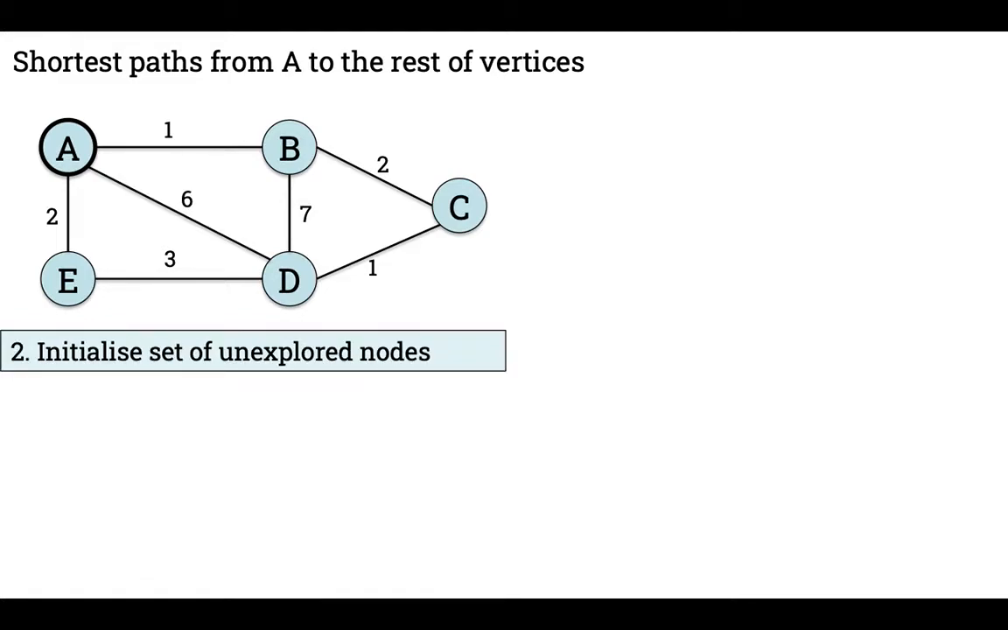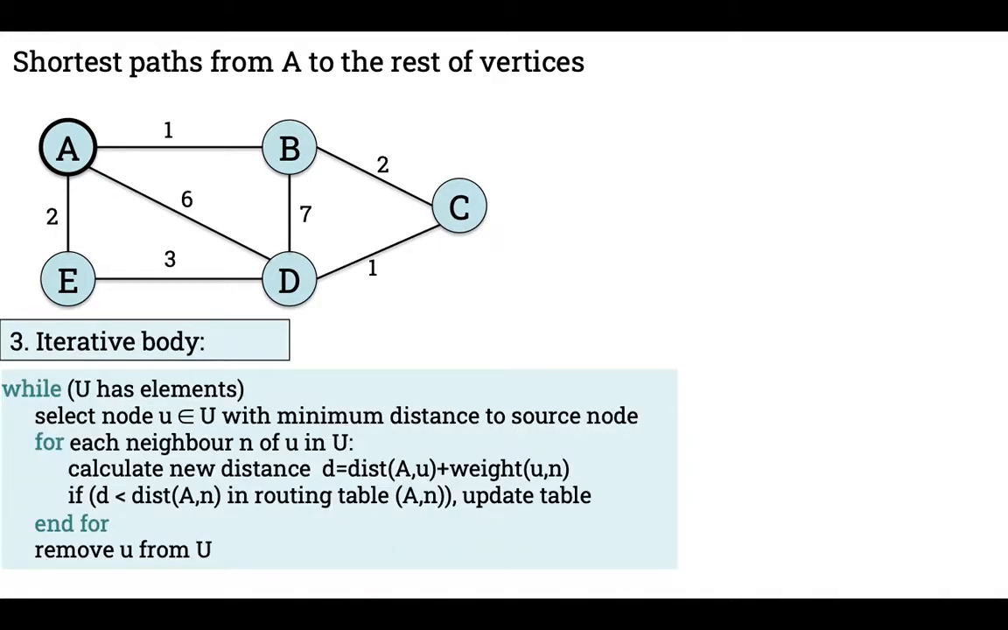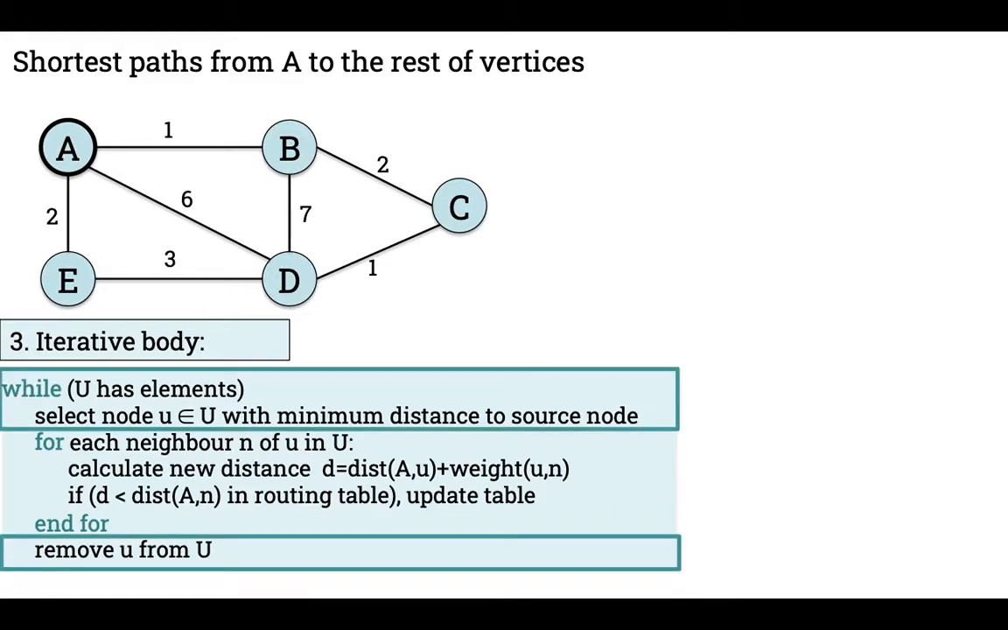The next step consists of initializing the set of unexplored nodes. At this moment, none of the nodes has been explored, so the set U contains all nodes of the graph. And then we execute the third, final and longest step that is in charge of updating the routing table. To do so, each node in the graph is analyzed. These instructions are in charge of selecting the next node to analyze. Once analyzed, it is removed from the set U and never considered again.